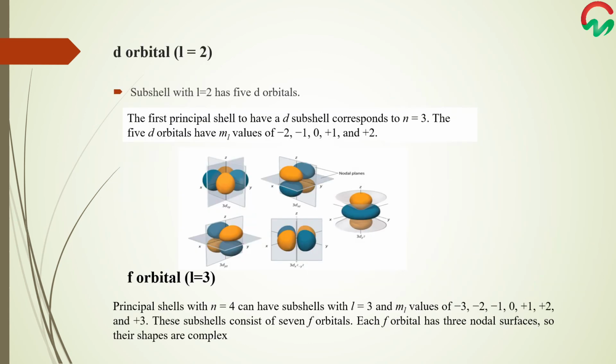Students, now we will discuss d orbitals. The subshell with l equals 2 has 5 d orbitals, and the first principal shell to have the d subshell corresponds to n equals 3. The 5 d orbitals have ml values equal to 0, plus 1, minus 1, plus 2, and minus 2.